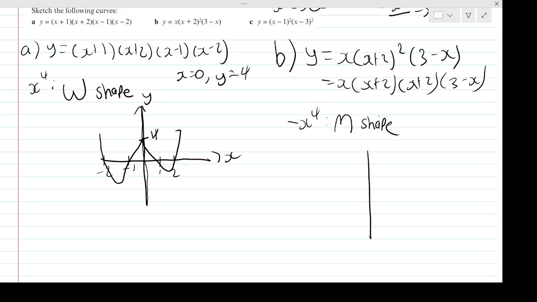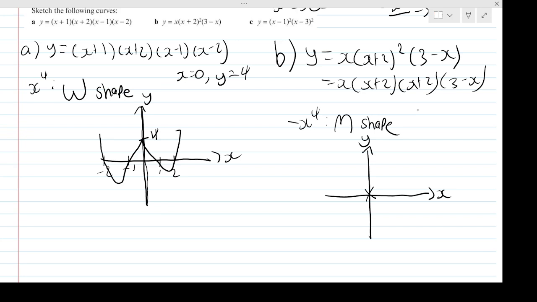So let's draw our axes. So we have x and y. Then we'll find the y-intercept first. So that's when x is 0. If you substitute x is 0, this x at the front is going to be 0, so you multiply everything by 0. So ultimately, that means it's just going to pass through the origin. So that'll be the y-intercept at 0.